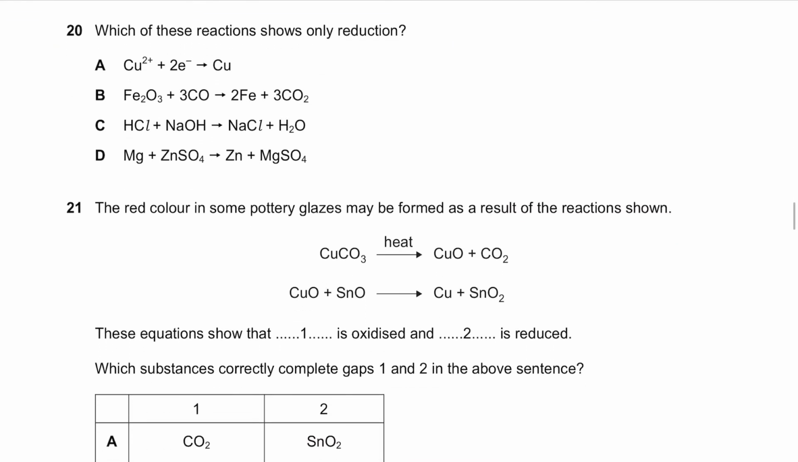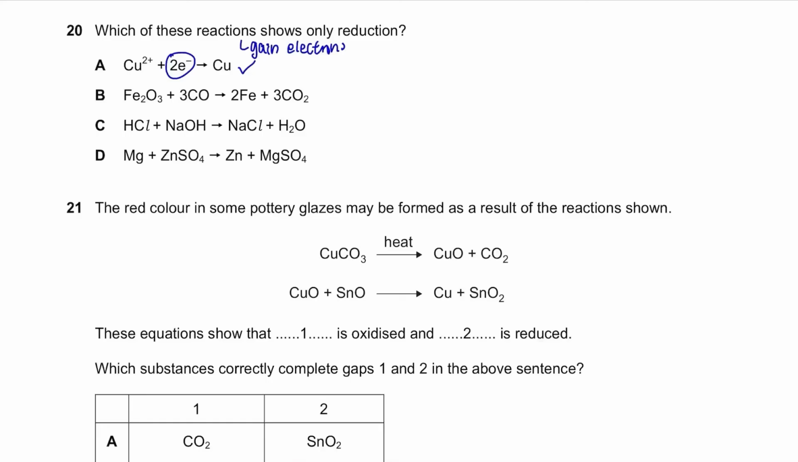Question 20. Which of these reactions shows only reduction? Reduction is the gain of electrons, so find the reaction that only gained electrons. Cu2+ plus 2 electrons giving Cu. Yeah, we already got the answer. It only gains electrons. And in a real exam, you should quickly move on to the next question, but this is a tutorial video, so let's take a look at the other reactions.